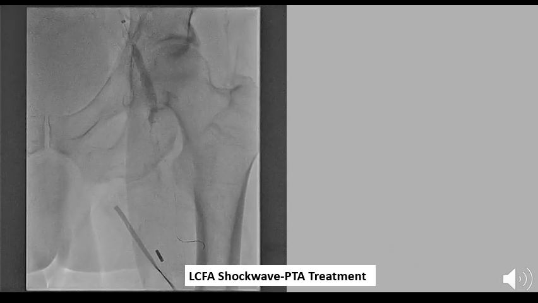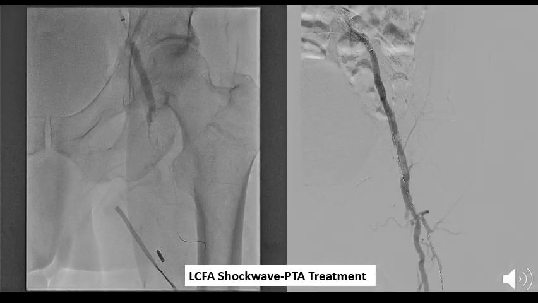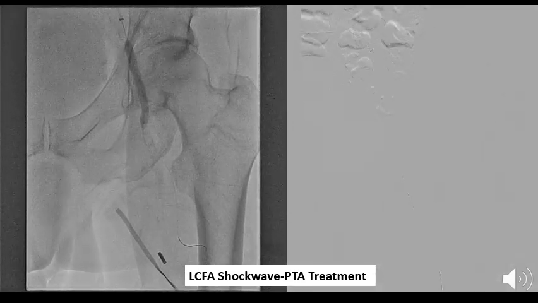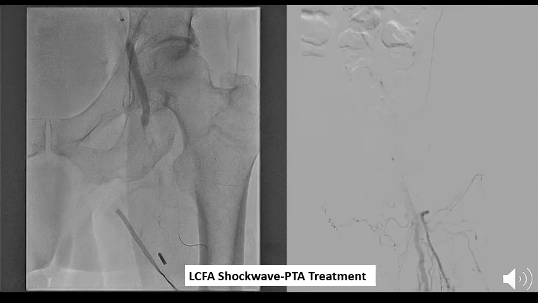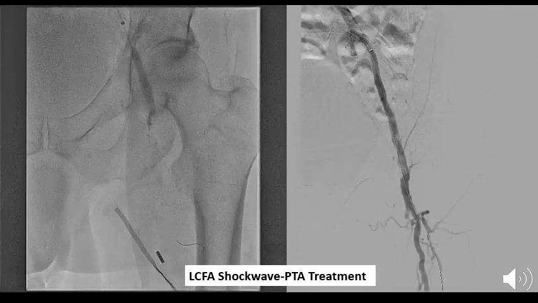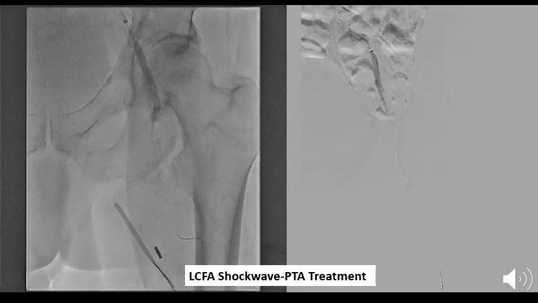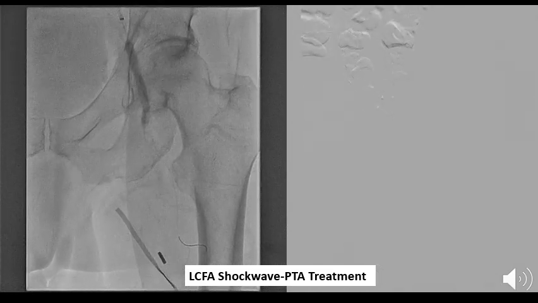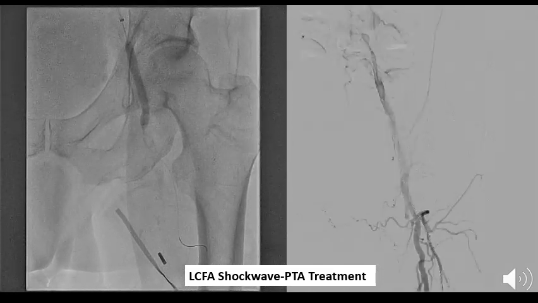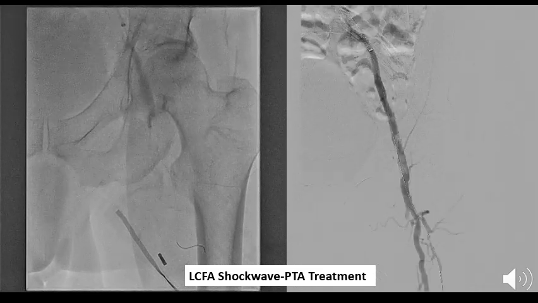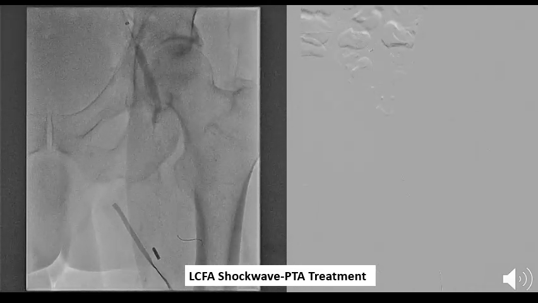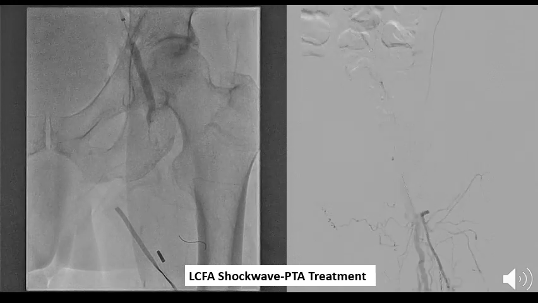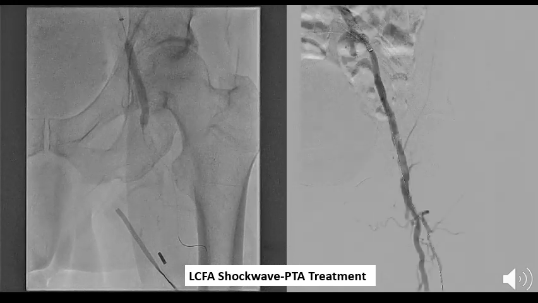The left common femoral artery that was extensively calcified was initially pre-dilated with a conventional balloon, 5 millimeter, and then with a 6 millimeter shockwave balloon. The common femoral artery and some segments of the external iliac artery on the left side were dilated. The final result after shockwave dilation is shown in the right panel.